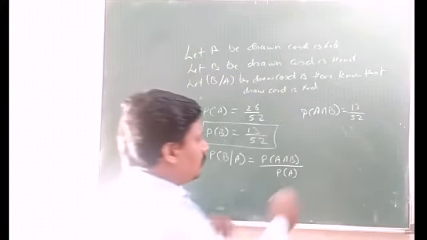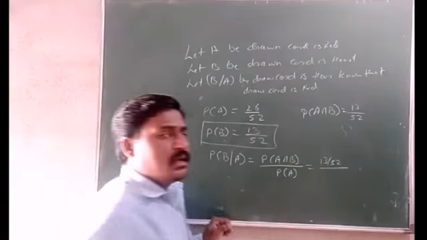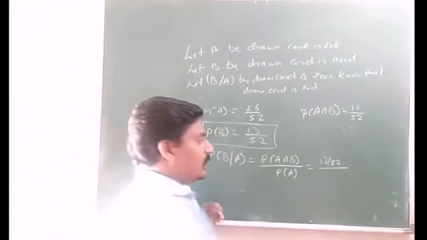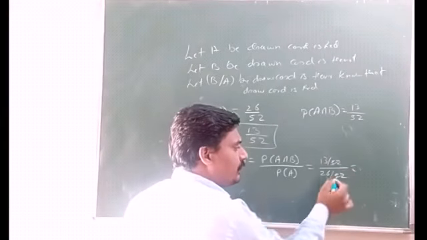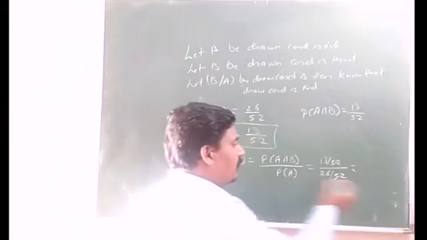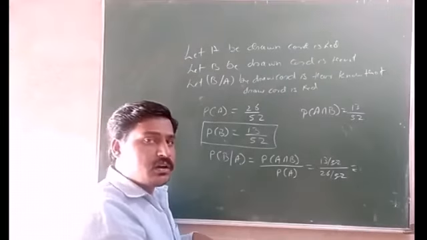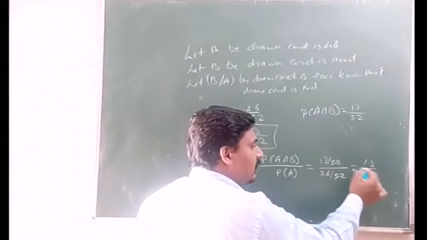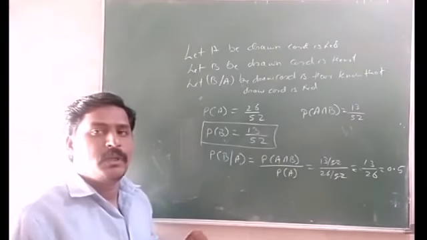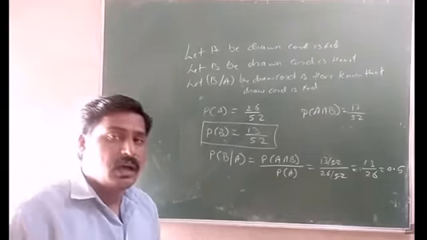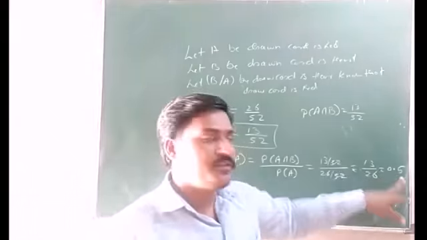Okay, so probability of A intersection B is 13 divided by 52, divided by probability of getting red card, which is 26 divided by 52. So 52 gets cancelled. So probability of getting a heart card when it is known that the already drawn card is red is 13 divided by 26, that is 0.5. So probability of getting a heart card known that it is a red card is 0.5.